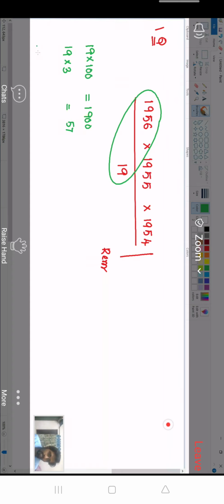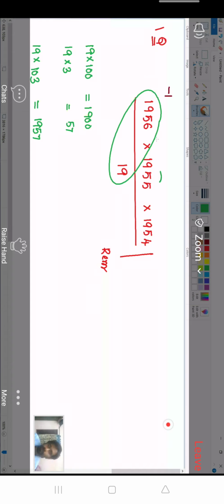That means 19 into 103 will be a complete dividend. You are going to get 1957. But the value you are having is 1956. That means what is the remainder you are going to get? The remainder is -1 here.